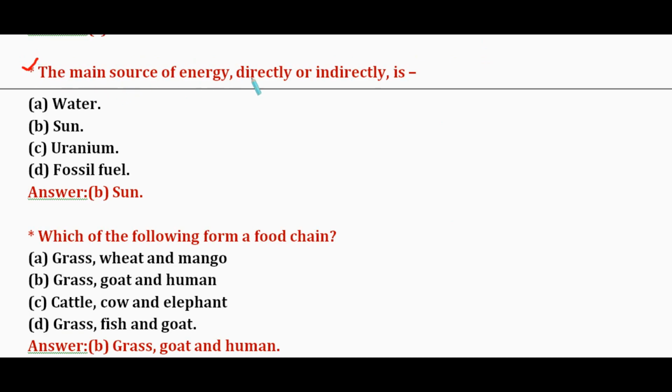Next question is: the main source of energy, directly or indirectly, is water, sun, uranium, fossil fuel. Correct answer is the sun. Which of the following form a food chain? Grass, wheat, mango; grass, goat and human; cattle, cow and elephant; grass, fish, and goat. And the correct option is grass, goat, and human.